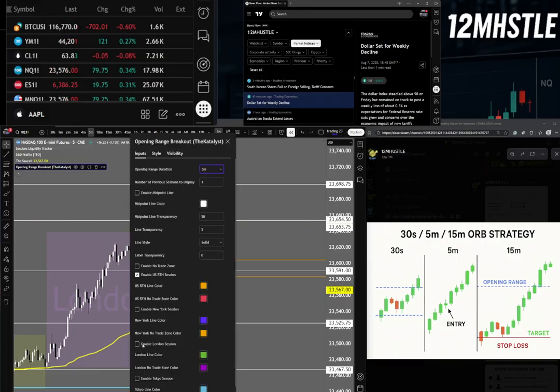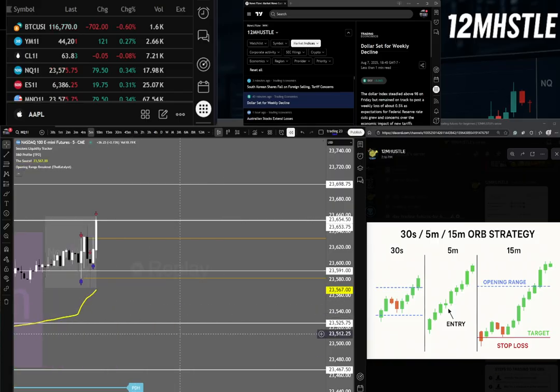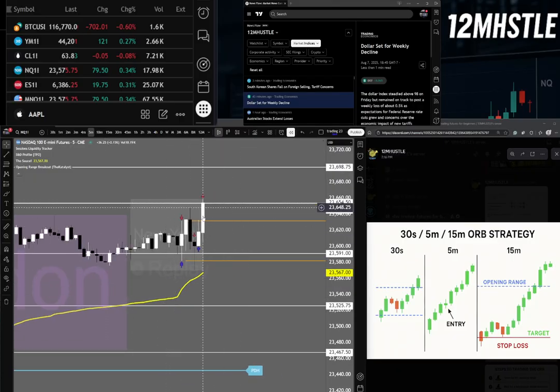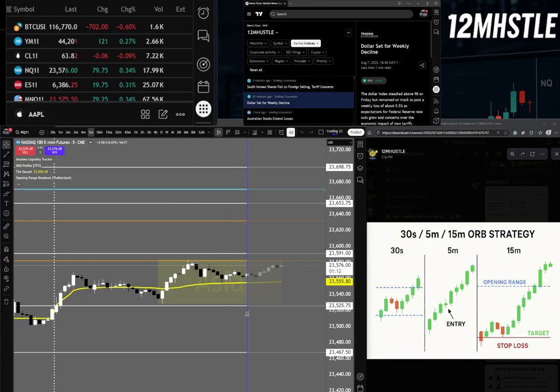And here's a 5-minute. Okay, so much different. It's going to be the same concept, and there you go. So as you can tell, the levels are a little different on this, right? You would only take a long once you initiated out of that 5-minute, once the bar actually breaks out.